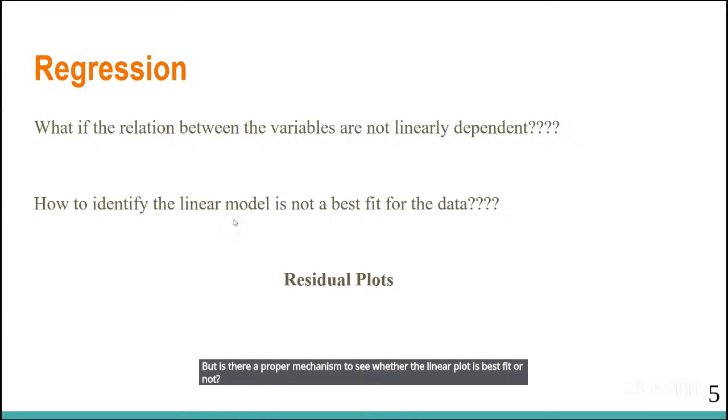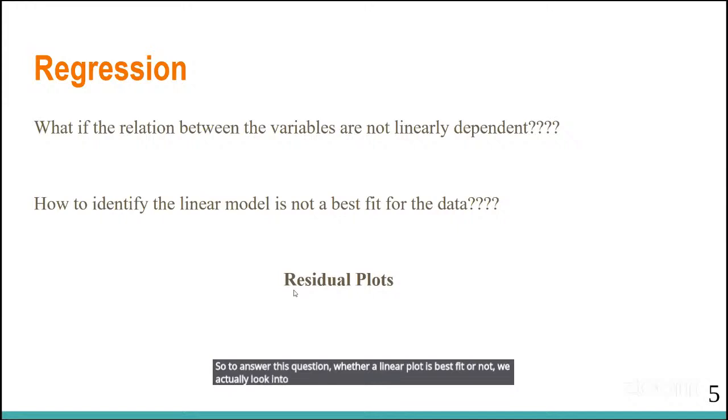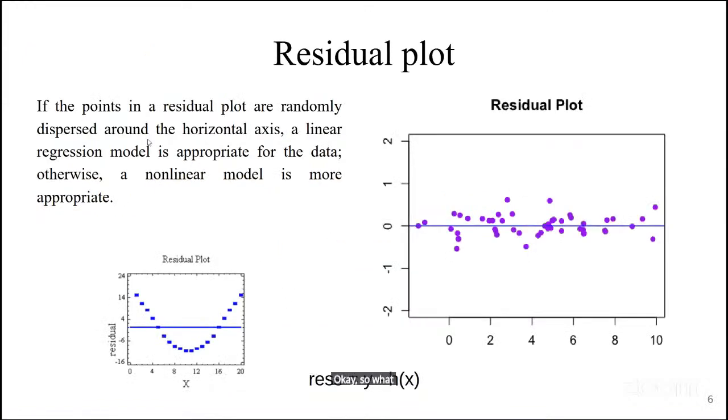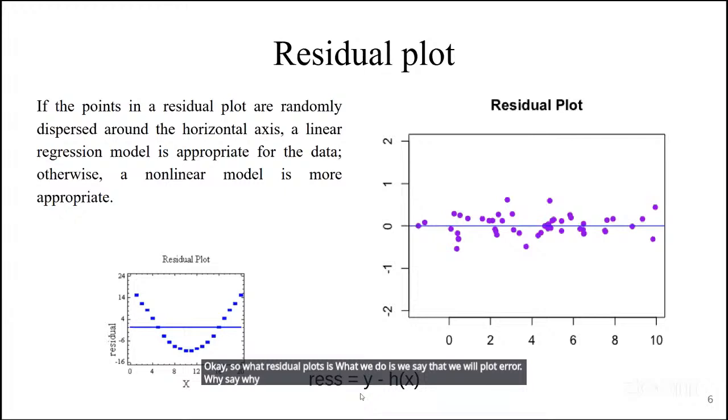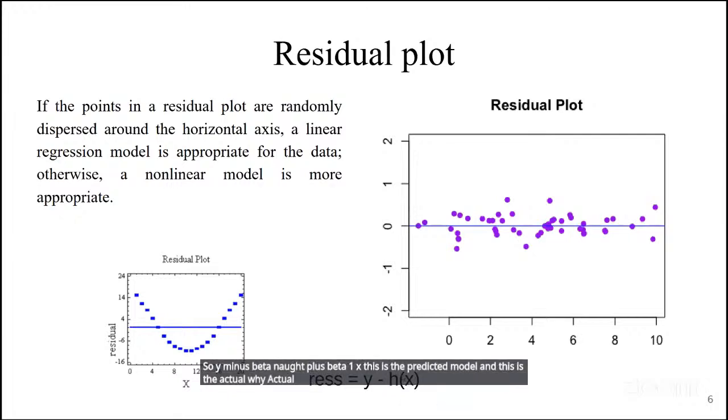To answer this question, we look into residual plots. So what are residual plots? We plot the error. Say y is the actual value, and h of x is the predicted value, what you predicted through beta naught plus beta 1 x. So y minus (beta naught plus beta 1 x): this is the predicted model, and this is the actual y. Actual y minus the prediction. You start plotting the error.